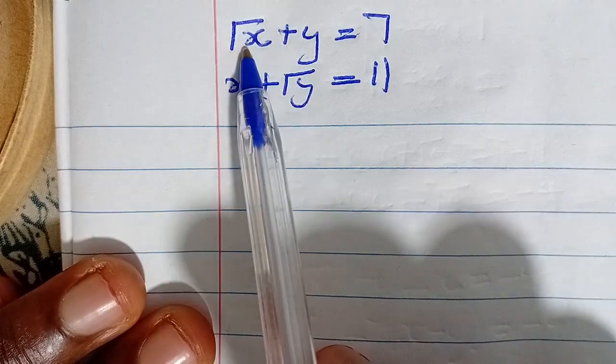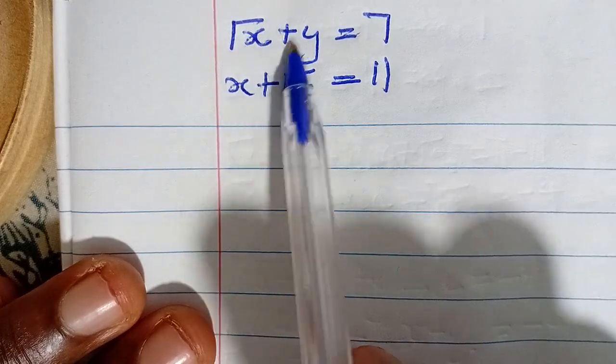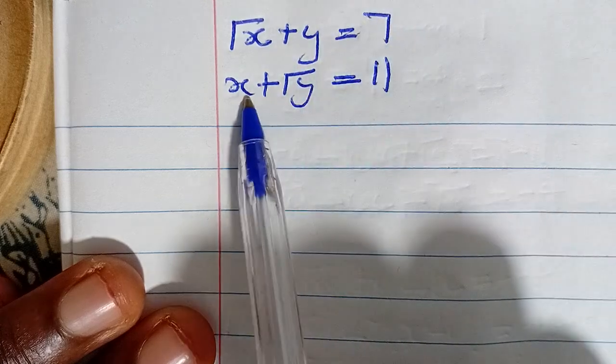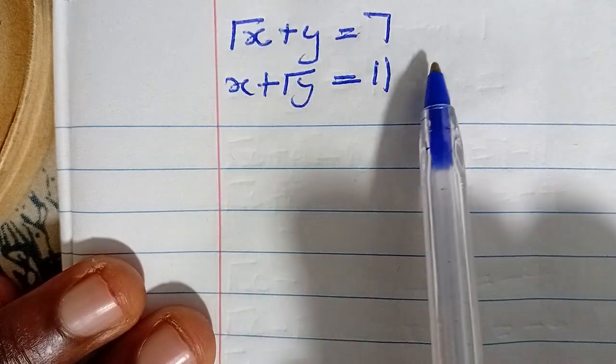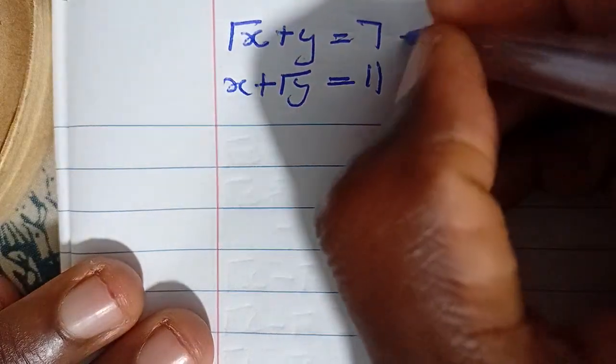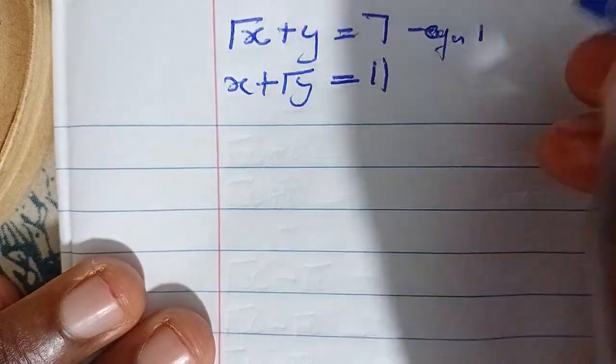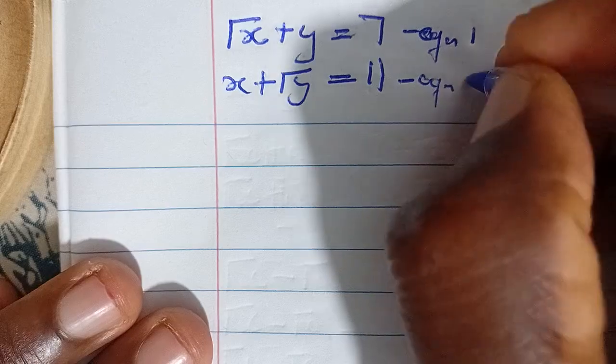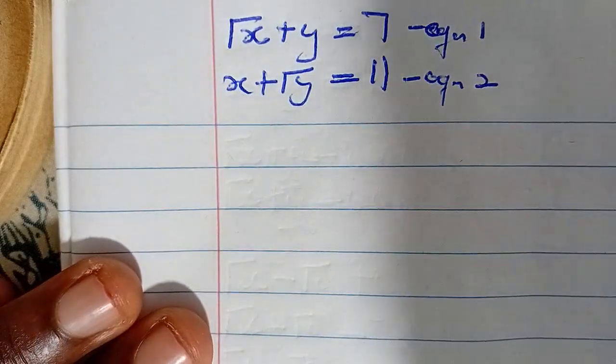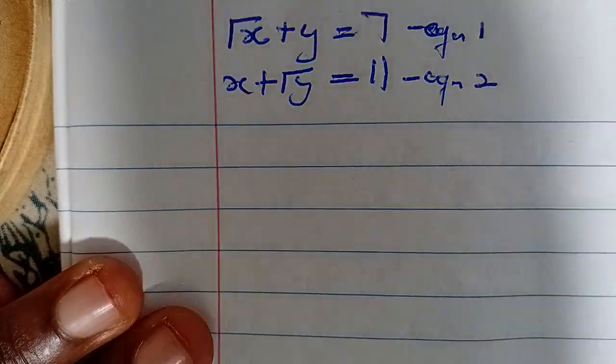Okay, so this is the square root of x plus y equals 7. This is x plus root y equals 11. Let's call this equation 1, and let's call this equation 2. Now let's subtract equation 2 from equation 1.